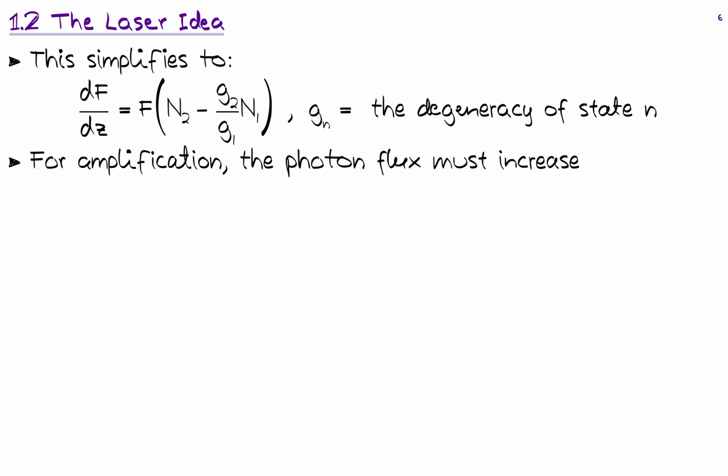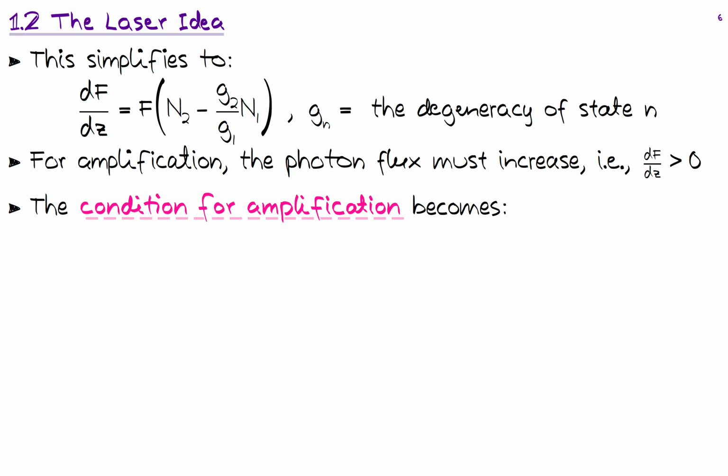For amplification, what we need is that the photon flux, of course, must increase. Mathematically, the photon flux derivative with respect to propagation length z must be greater than 0. That's what we are searching for, and this gives us the condition for light amplification: N2, the population of the excited state, must be greater than G2 divided by G1 times N1.